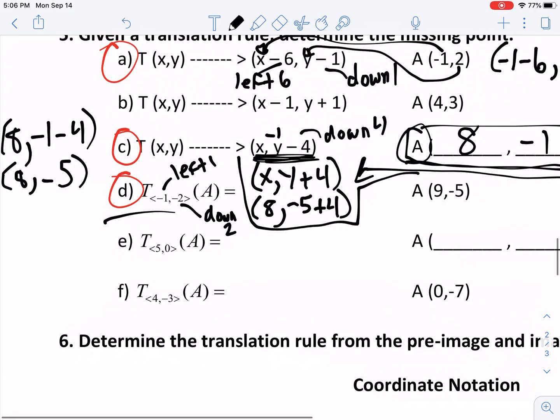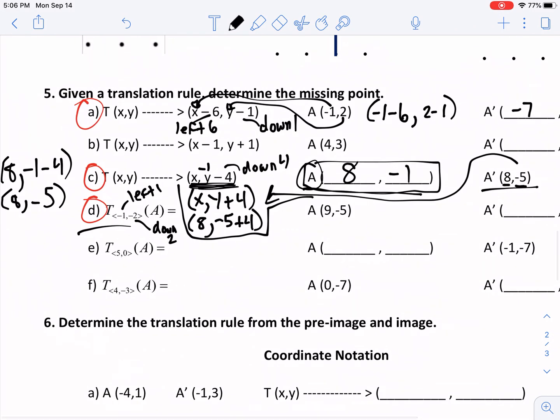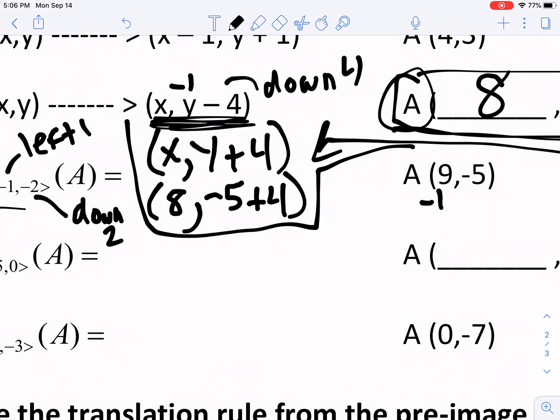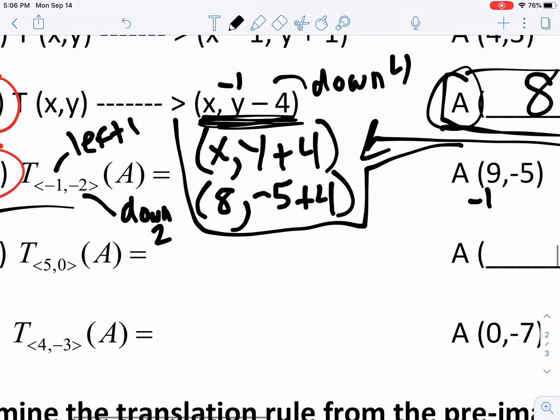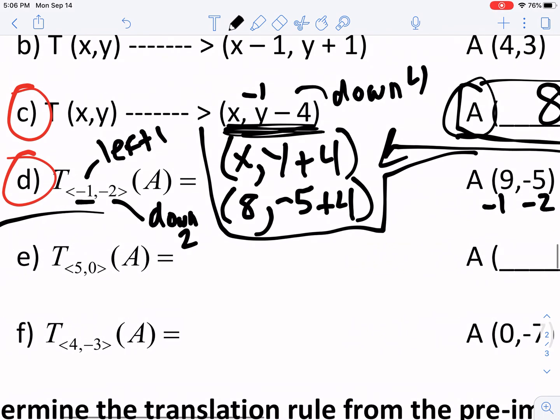Now, we're told that the pre-image is 9 and a negative 5, okay? Well, the nice thing about giving us the vector is literally, if they give us the image, all we got to do is follow what we have here, okay? I have to subtract 1 from my x, and I have to subtract 2 from my y. Simple as that. Just follow the vector, okay?